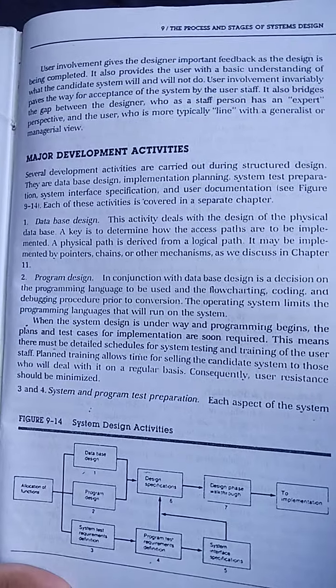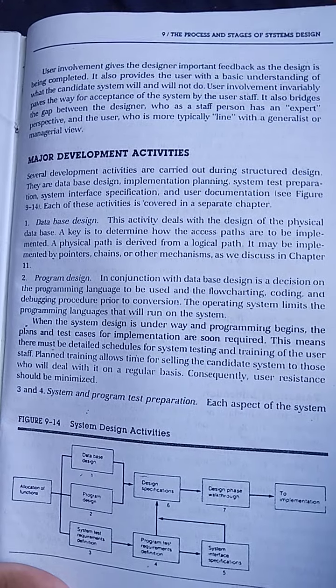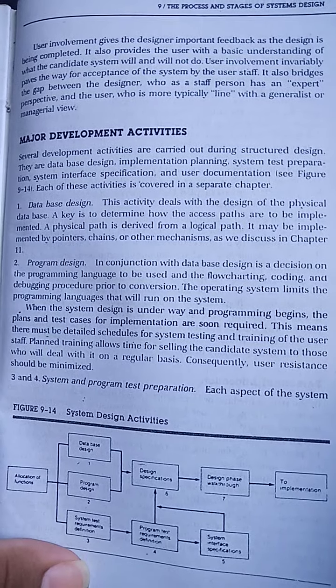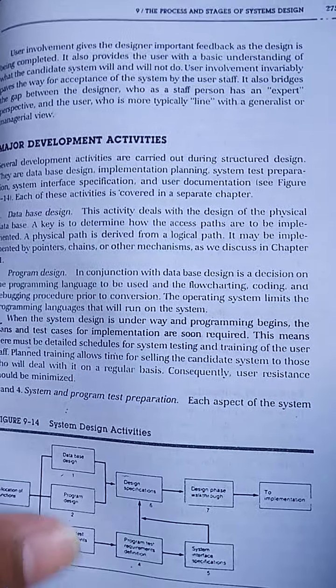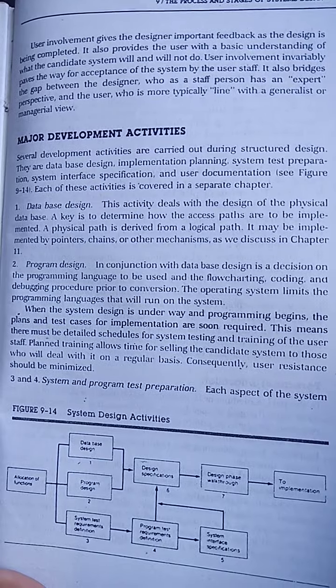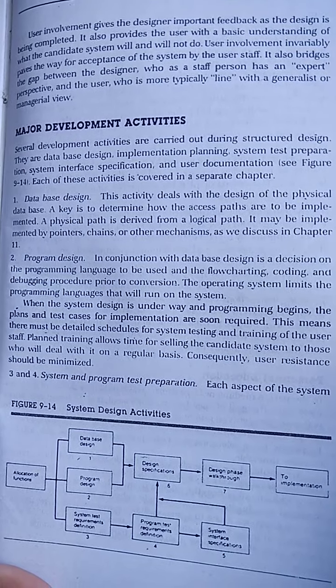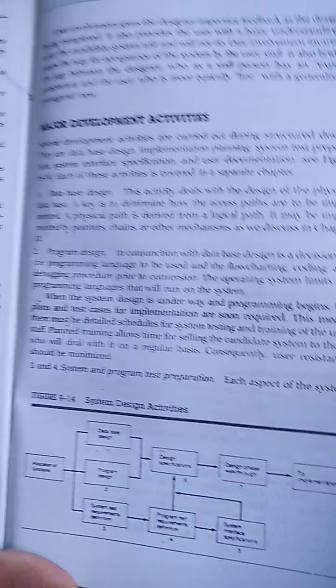Major development activities. This is the process and stage of system design. The book name, System Design. Several development activities are carried out during structure design. They are database design, implementation planning, system test preparation, system interface specification, and user documentation.